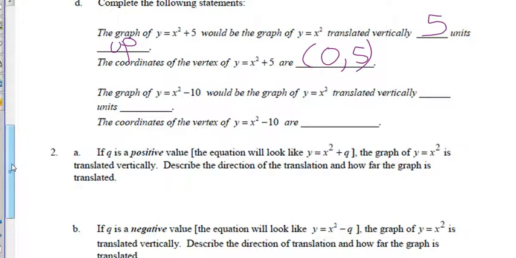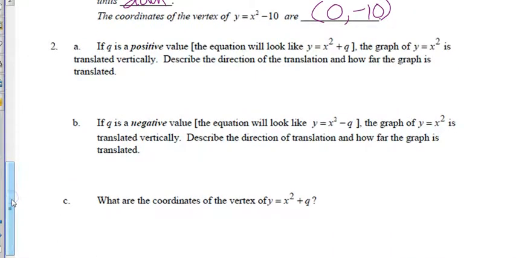The graph of y equals x squared minus 10 would be the graph of y equals x squared translated 10 units. Which way? Down. Coordinates to the vertex are 0, negative 10. If q is a positive value, the equation will look like y equals x squared plus q. The graph of y equals x squared is translated vertically. Describe the direction of the translation and how far. Goes up by Q.